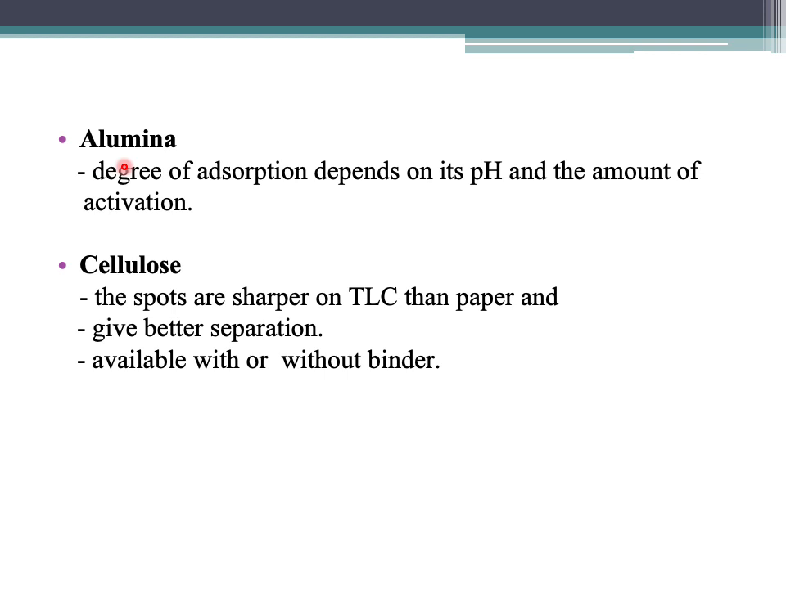And the third adsorbent is alumina. So degree of adsorption depends on its pH and the amount of activation. And last solid adsorbent is cellulose. The spots are sharper on TLC than paper and give better separation. Available with or without binder. So kita ada 4 jenis adsorbent yang boleh digunakan dalam TLC.